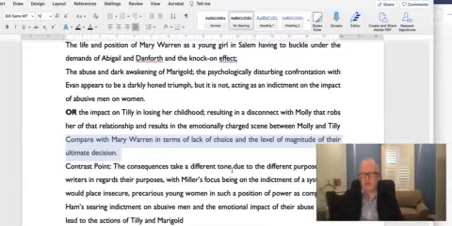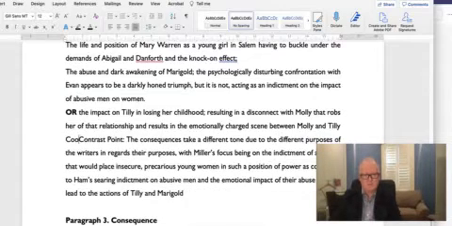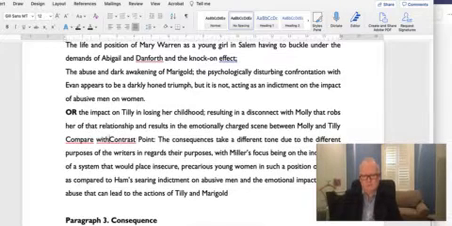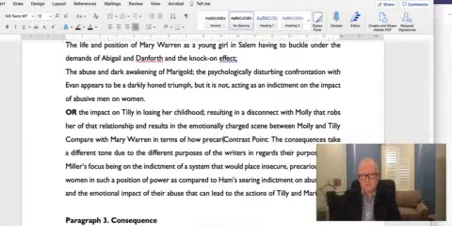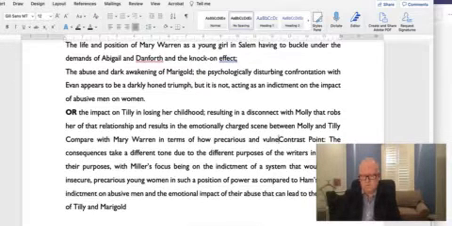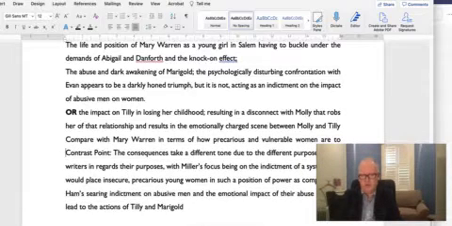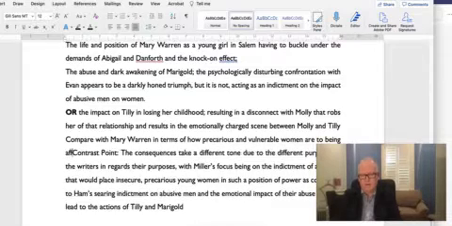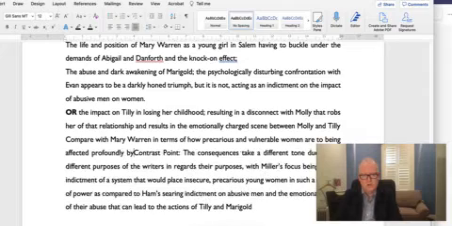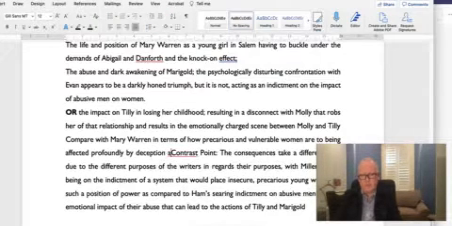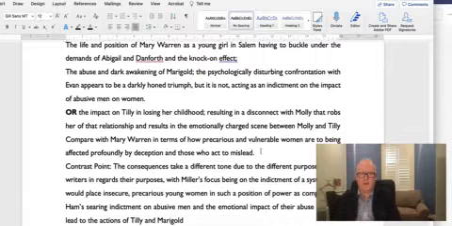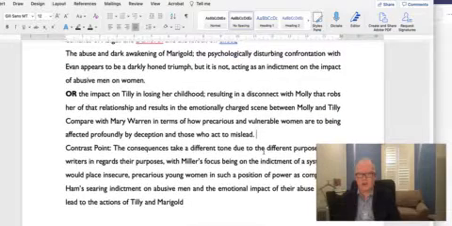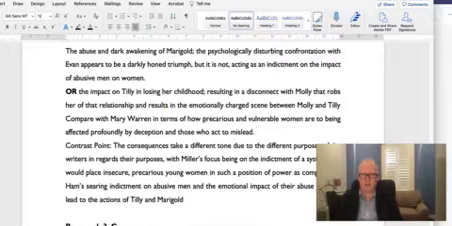So the thing is this one, right? I would actually suggest here that what you could do is compare with Mary Warren, in terms of how precarious and vulnerable women are to being affected profoundly by deception, and those who act to mislead. So you'd actually be thinking about that too, because I like the idea of precarious, because the women in both texts are fairly precarious. Now, that's the way you can do it.